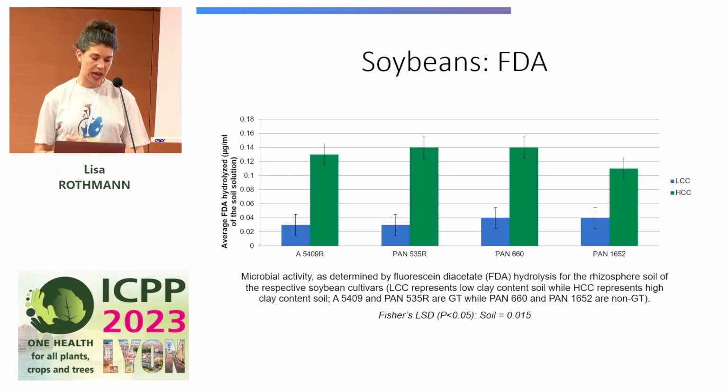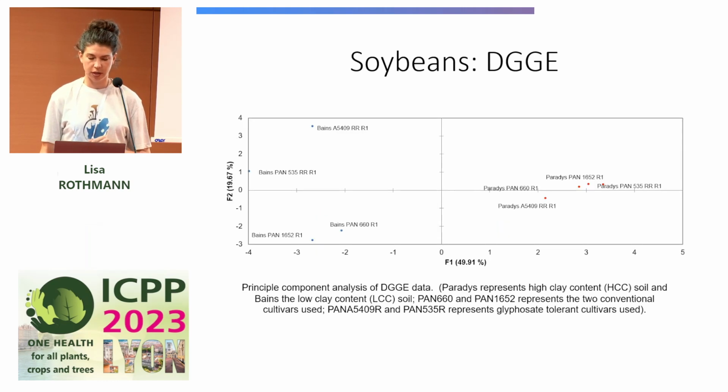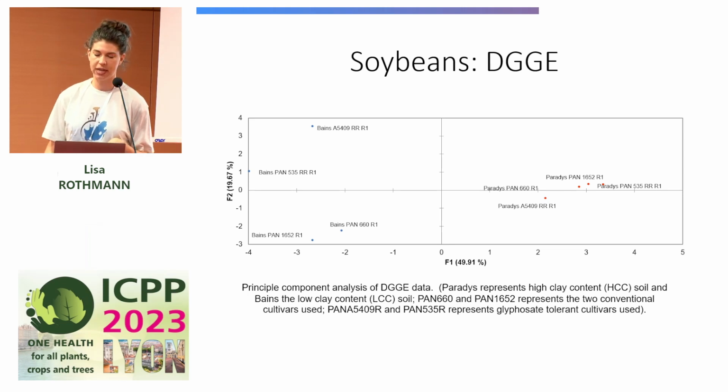So with the FDA, here again, there was more microbial activity happening in the high clay content, so we don't have contrasting results here. We are seeing similar tendencies with the soybeans. Here again, we also have the clustering of the low and the high clay contents. So there were no significant clusterings or groupings with these.